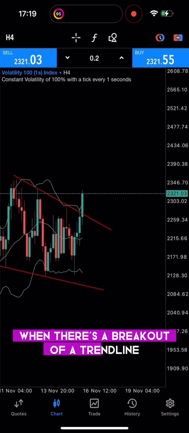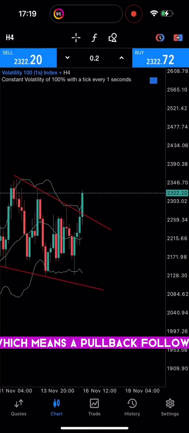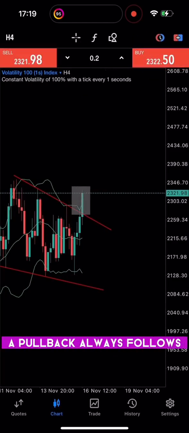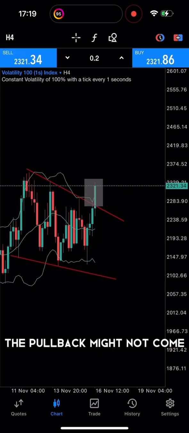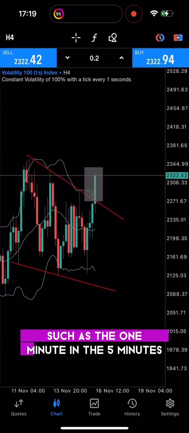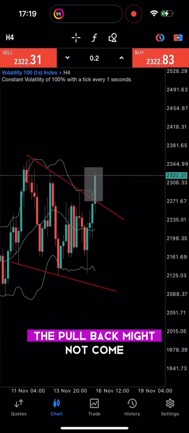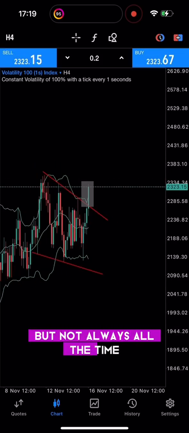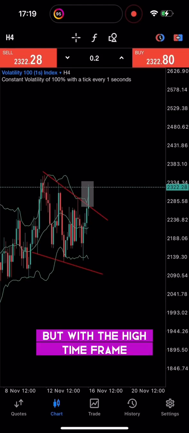When there's a breakout of a trend line, a pullback follows, especially if you are dealing with a higher time frame. But if you are dealing with a low time frame, such as the 1 minute and the 5 minutes, the pullback might not come. Sometimes it comes, but not always. With the higher time frame, it does come.